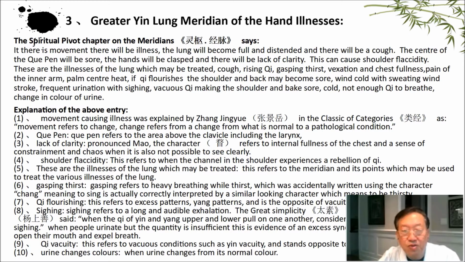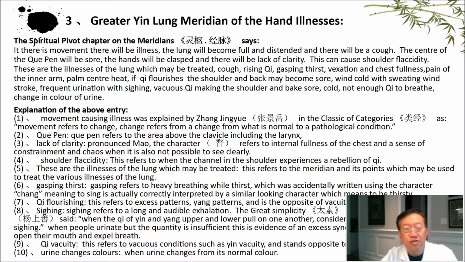This quote refers to the meridian and its point, which may be used to treat the various illnesses of the lung. 6. Gasping thirst. Gasping refers to heavy breathing, while thirst, which was accidentally written using the character chang, meaning to sing, is actually correctly interpreted by a similar-looking character, which means to be thirsty. 7. Qi flourishing. This refers to excess patterns, yang patterns, and is the opposite of vacuity.